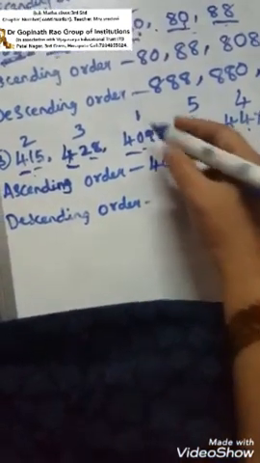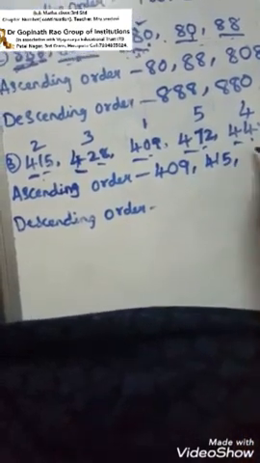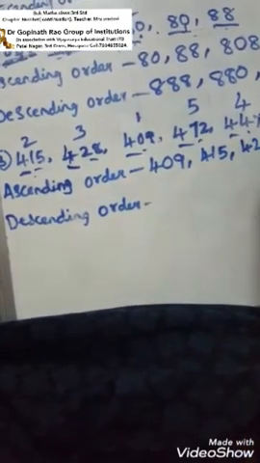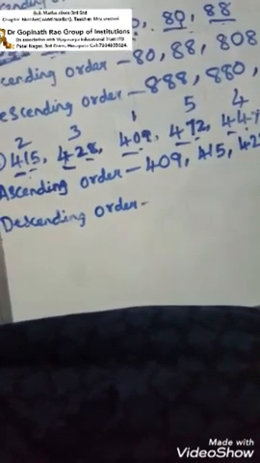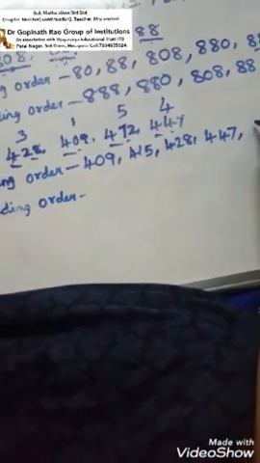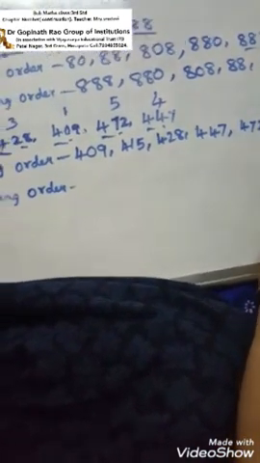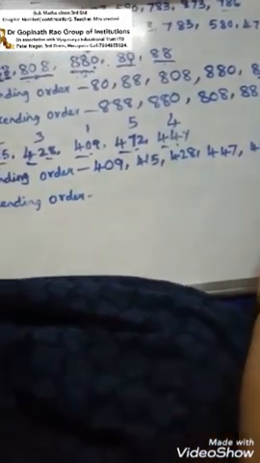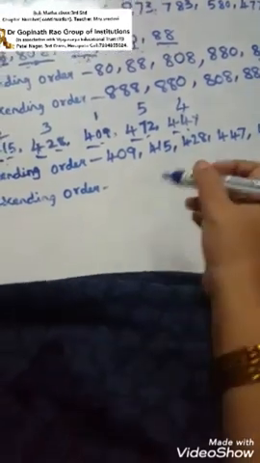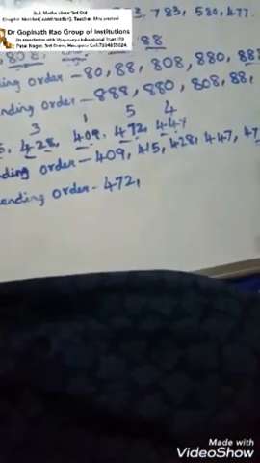See, first one 409, 415, 428. Next, fourth number is 447. Next, it is 472. So now what we have to do? We have to write from the bigger number to the smaller number. So write from last now. 472, descending order. Next, which number?